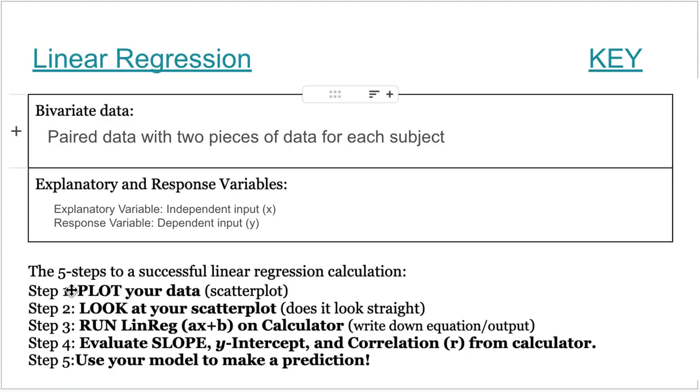So we'll first start with defining bivariate data. The idea of bivariate being two variables. So we're looking at paired data with two pieces of data for each subject. So we have two variables this time. We'll define them as being an explanatory variable and a response variable. So your explanatory variable is going to be your independent input.